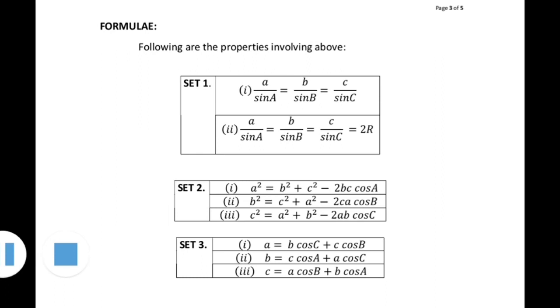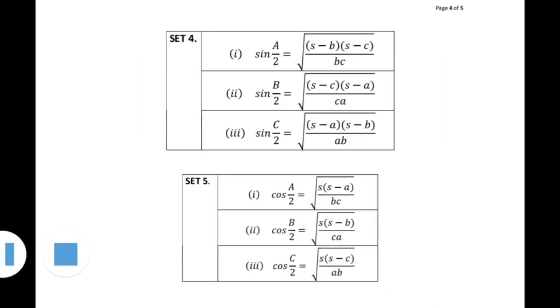Set 3. a equals to b cos C plus c cos B. b equals to c cos A plus a cos C. c equals to a cos B plus b cos A. Set 4. Sin capital A by 2 equals to inside square root s minus b into s minus c whole divided by bc. Sin capital B by 2 equals to inside square root s minus c into s minus a whole divided by ca. Sin capital C by 2 equals to inside square root s minus a into s minus b whole divided by ab.